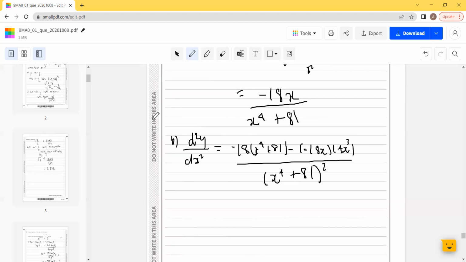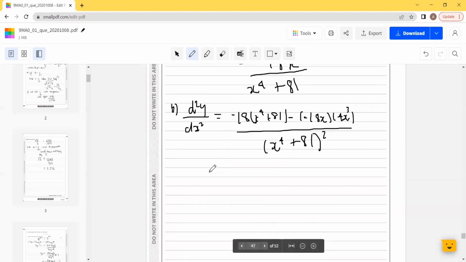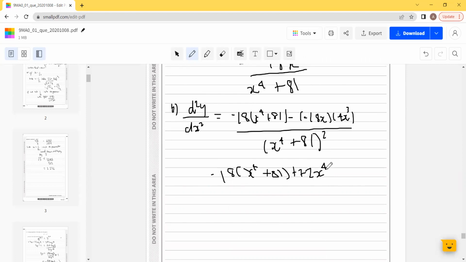So now I'm going to have to simplify this in a very particular manner, which would allow me to show that it's true. So I'll get minus 18 times x to the 4th power plus 81. Now minus 18x, so that's plus 18x, so plus 72x to the 4th power. And at the bottom, I will have x to the 4 plus 81, the whole thing squared.